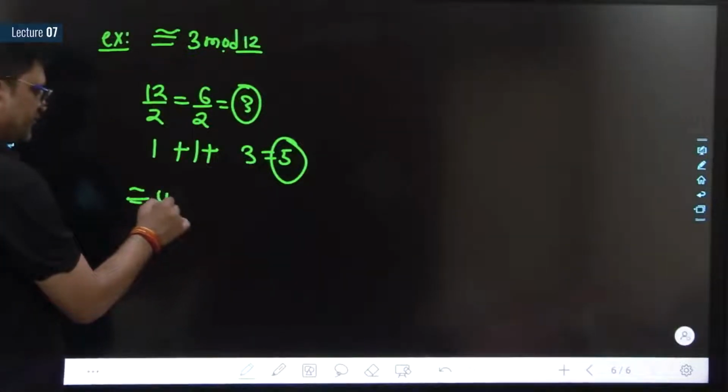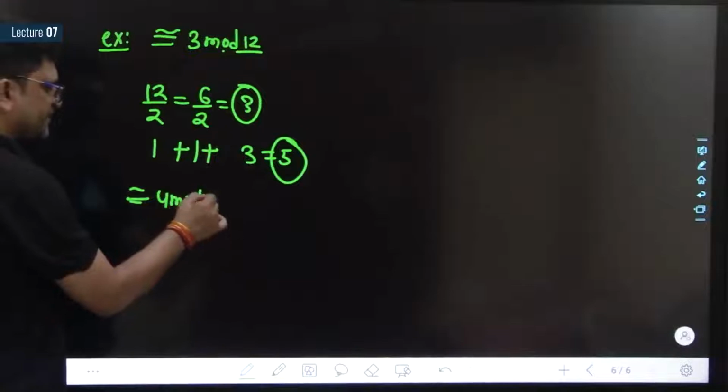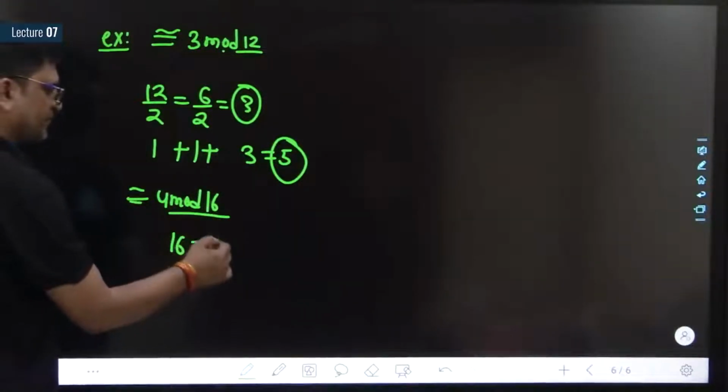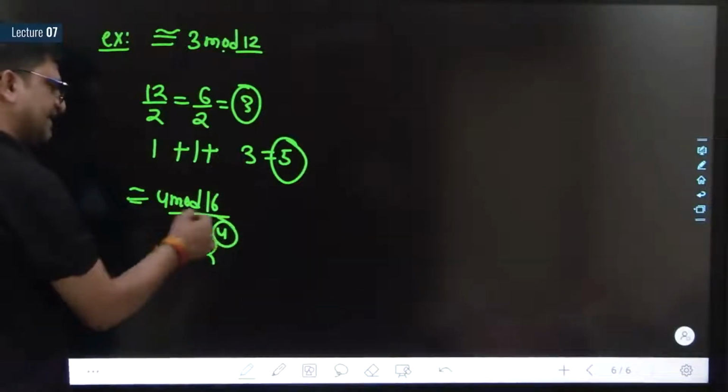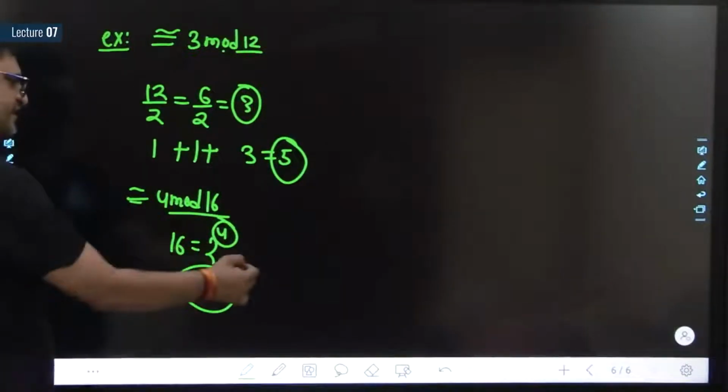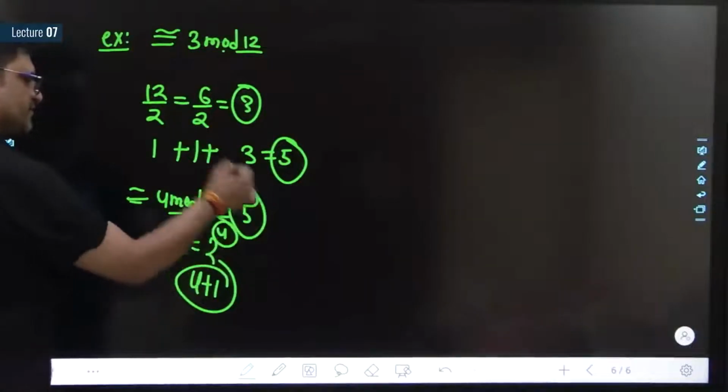What is the next question? Congruent to 4 mod 16. Okay. 16 we can represent as 2 to the power 4. This is x. 4 plus 1. Minimal number of states is 5 for this question. Clear?